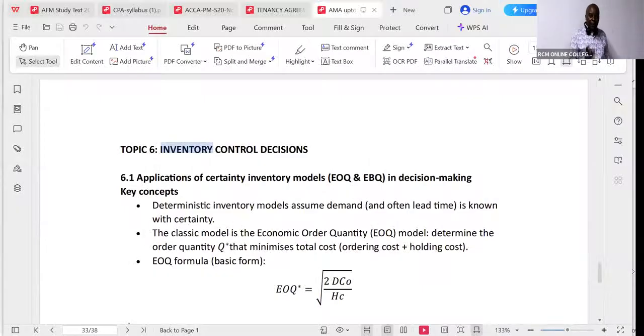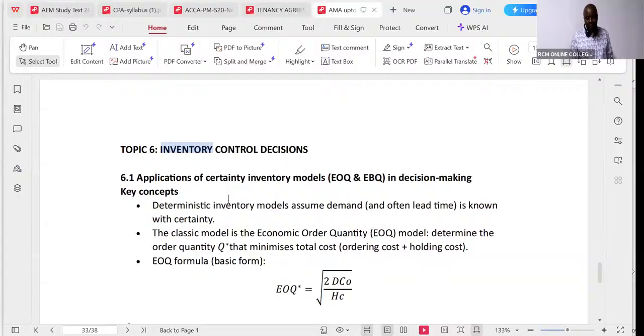All right. So we are looking at inventory management, a very important topic, a topic whether you like it or not, it shall be examined. And when we talk of inventory, ladies and gentlemen, we are looking at inventory of raw materials, inventory of work in progress, and inventory of finished goods. So 6.1, applications of certainty inventory models, EOQ, economic order quantity, and economic batch quantity in decision making.